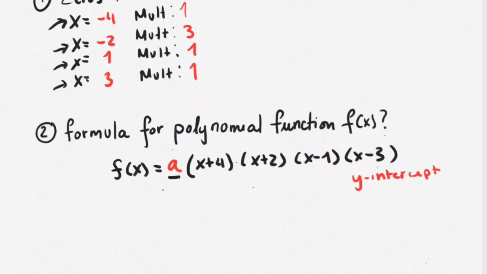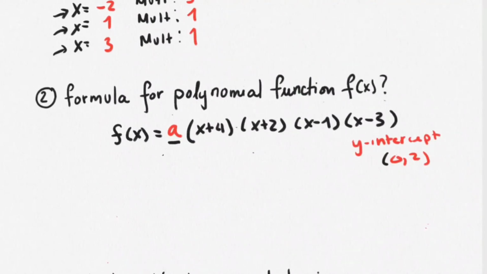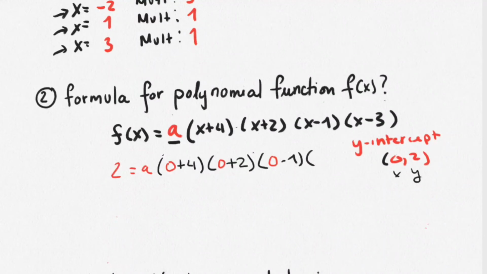Okay, and then (0, 2). So you can use any point on the graph, including your y-intercept, but just not your x-intercepts. Then I'm going to write down, remember this is your x, this is your y. So 2 equals a times (0 plus 4), (0 plus 2), (0 minus 1), and (0 minus 3).